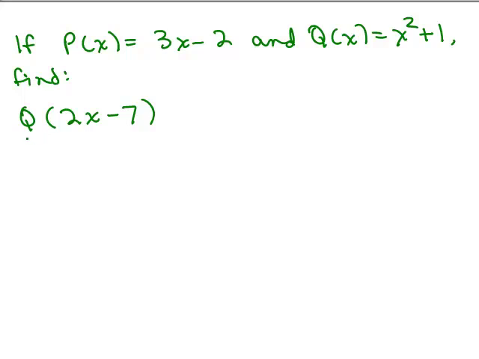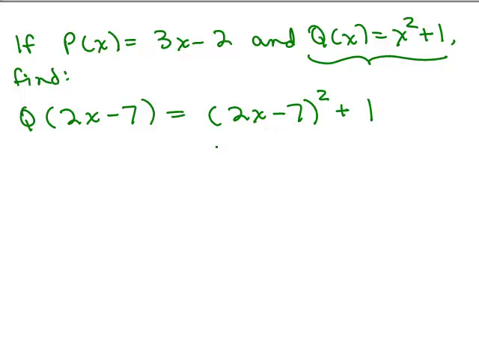All right, what if you're asked to find q of 2x minus 7? So we have to look at the formula, the rule for q of x. It says take what's in parentheses, which is your x, square it, and add 1. So I'm going to replace my x with a 2x minus 7, right? So we'll have to write that 2x minus 7 in parentheses, square it, and then add 1. Now we don't want to leave an answer like this. You're going to have to remember how to square a binomial.